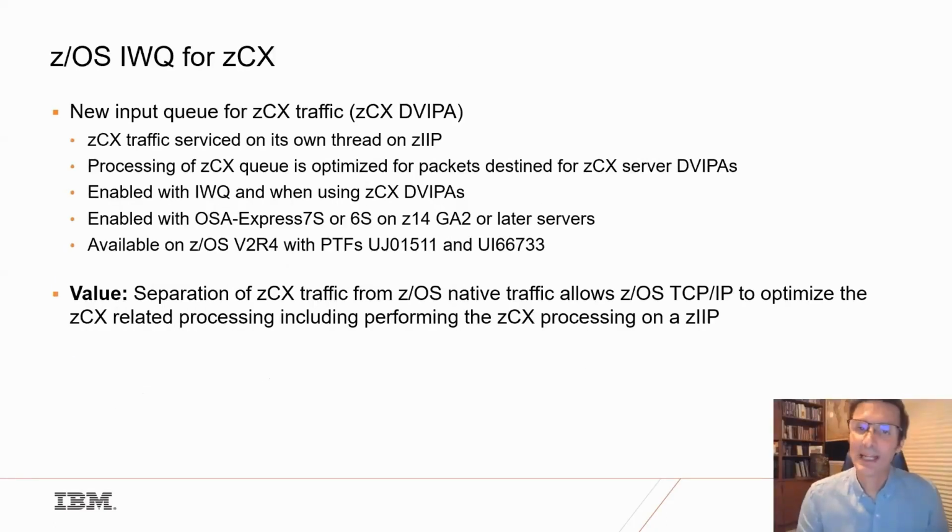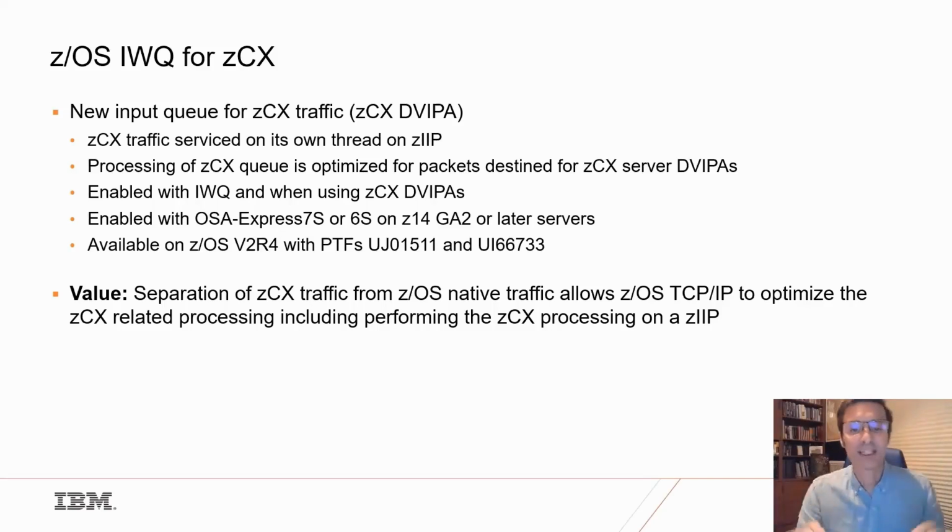zOS Container Extensions, or zCX, is a powerful feature first announced on zOS 2.4, which allows Linux on Z applications packaged as Docker containers to run directly on zOS inside of one or more zCX servers. Each one of those servers has their own dynamic virtual IP address.